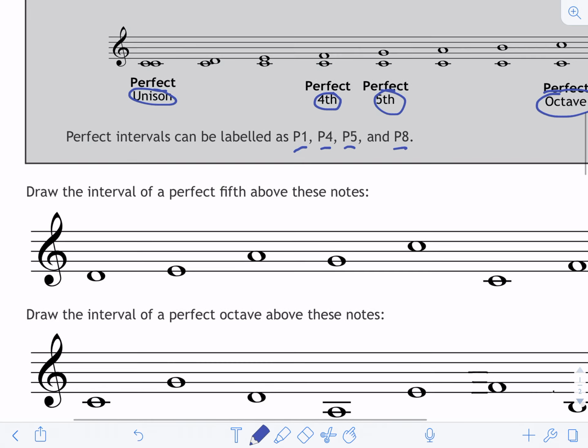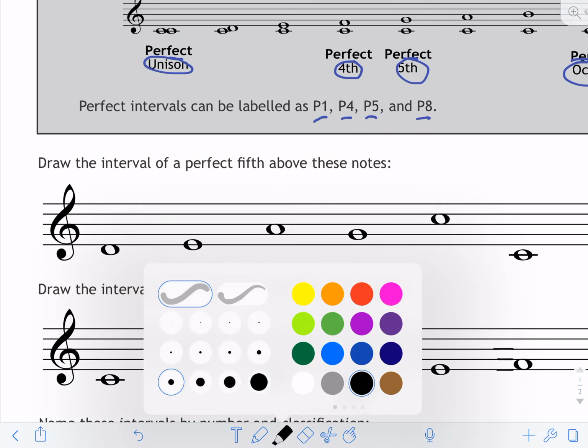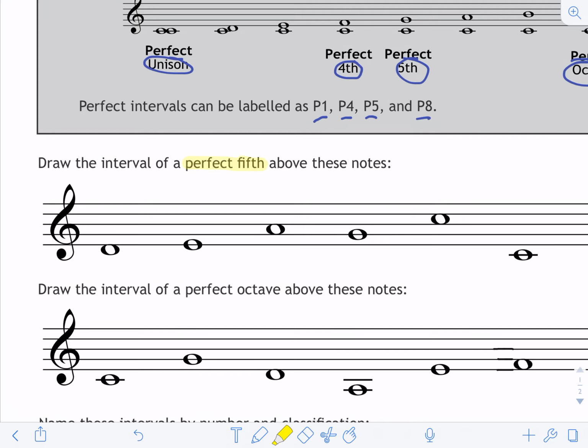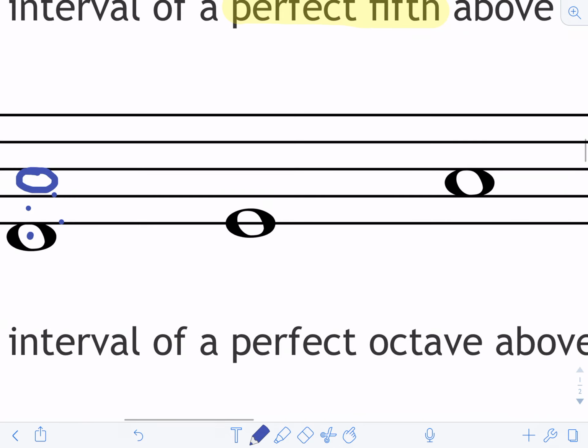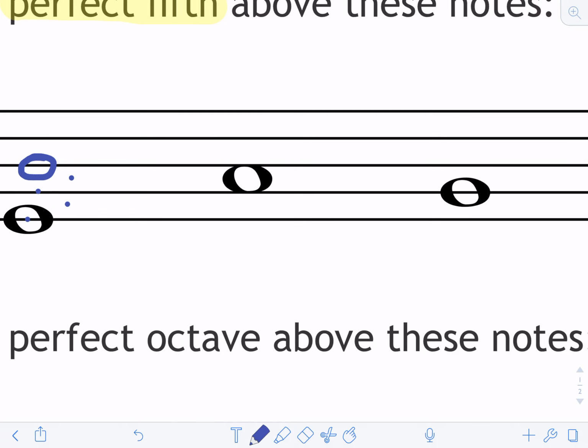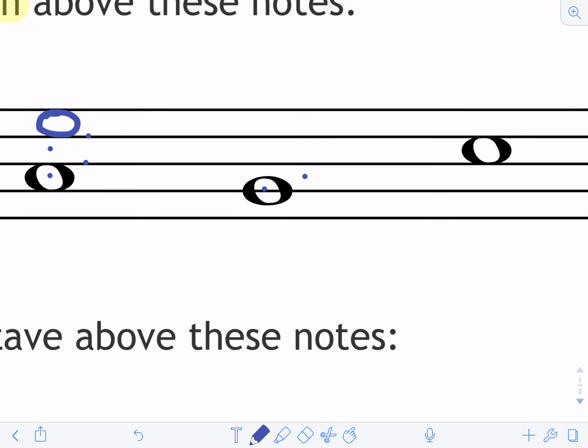Easy peasy. So your job is to draw here a perfect fifth above each of these notes. So we're going to come in here and we're going to start counting. 1, 2, 3, 4, 5, and there's your perfect fifth. Continuing on. 1, 2, 3, 4, 5 is on the line. 1, 2, 3, 4, 5. 1, 2, 3, 4, 5.